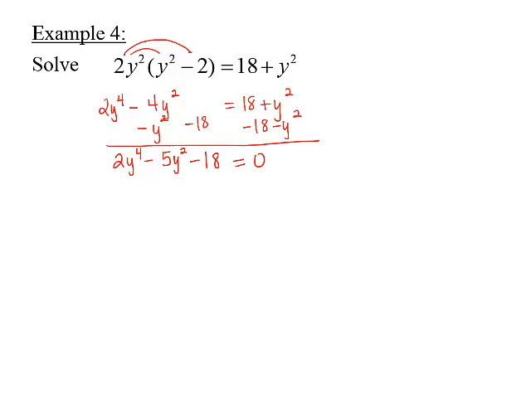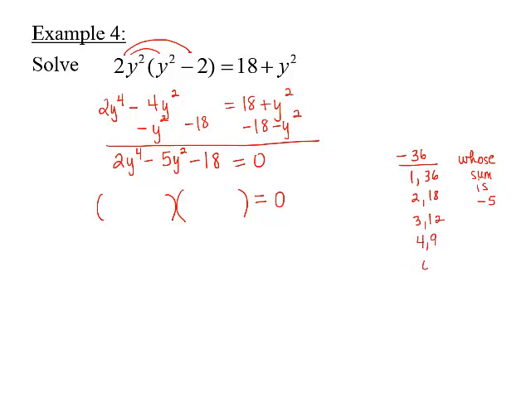Now we will factor this. This is a trinomial. We can factor it using either the trial and error method or the AC method. The AC method says we need to find the factors of 2 times negative 18, which is negative 36, whose sum is negative 5. If we think about the factors of 36, first ignoring the signs, we have 1 and 36, 2 and 18, 3 and 12, 4 and 9, 6 and 6.